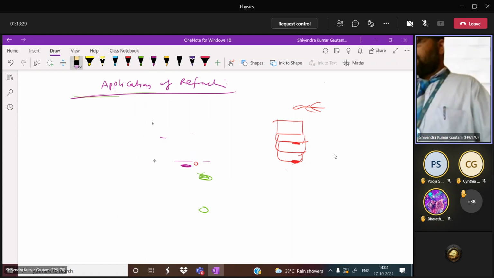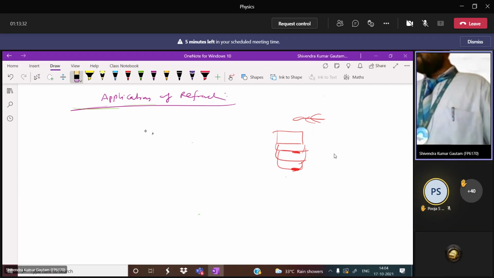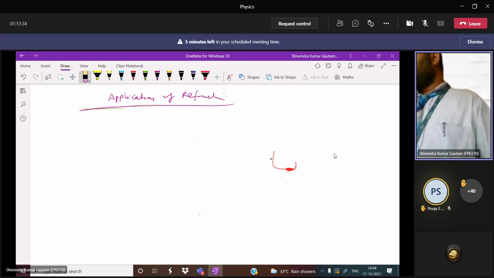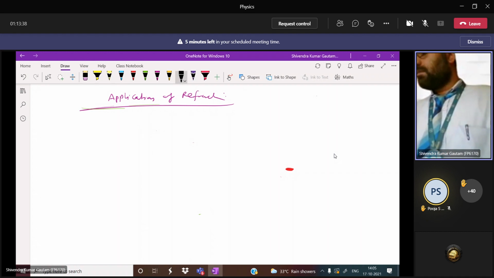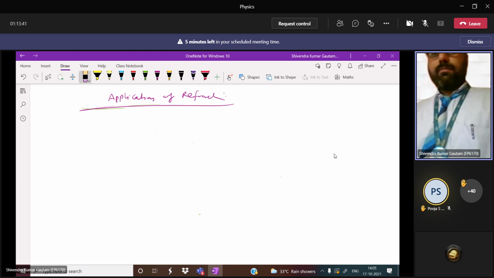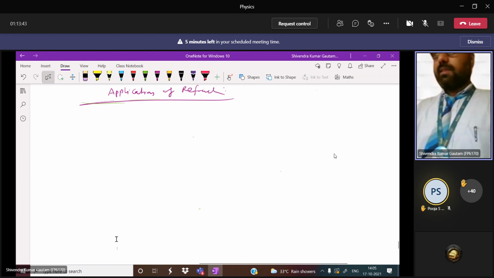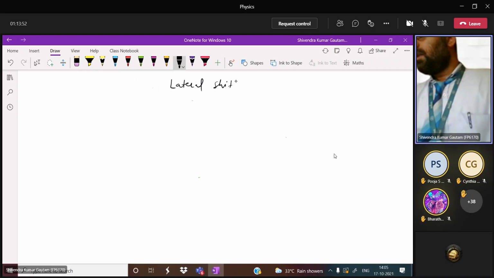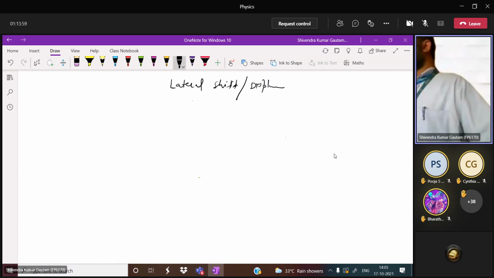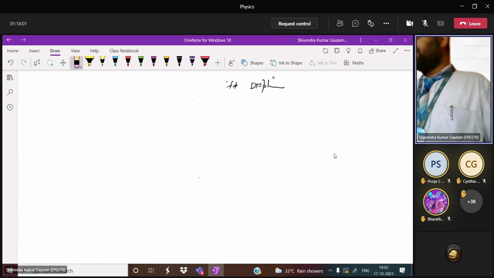First application: refraction through a glass slab. In bracket, lateral shift, or displacement. Lateral shift you say, or displacement. This also you studied in 10th class. Only the diagram is there in 10th class. Now we will derive the expression for this lateral shift.